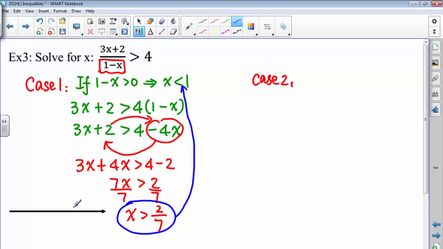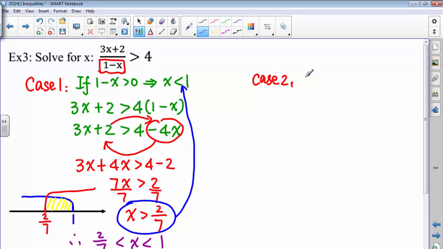With the number line, I put on x is less than 1. Goes this way. X is larger than 2/7. Here is 2/7. This is greater than. Then for the blue part and the red part, the common part is this yellow part. Then I can draw a conclusion in case 1. So the solution in case 1 should be 2/7 less than x less than 1. You also can say the x value is between 2/7 and 1. Okay, this is case 1.